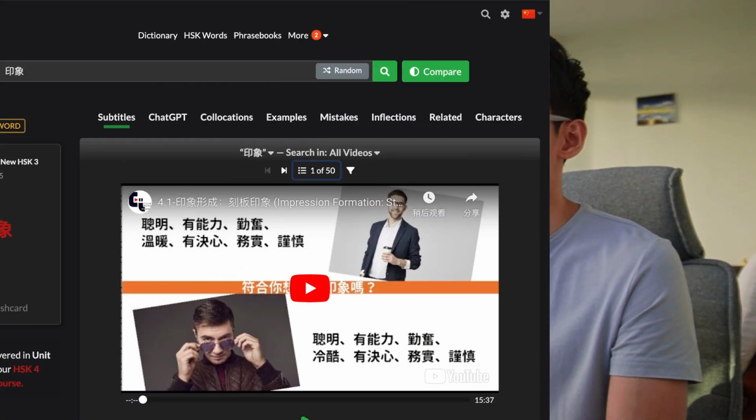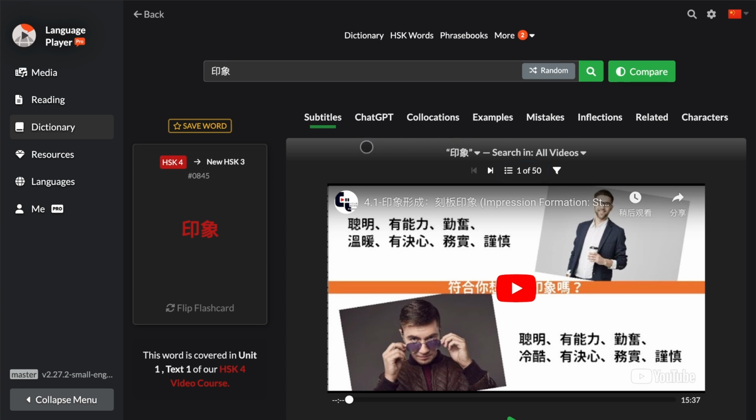In this video, I'm going to show you how you can use ChatGPT to learn a word in Language Player's dictionary. So let's get started. So here again, I have the word 印象 searched up. Now we see that there's a ChatGPT tab right here in the dictionary, so I'll tap on that.